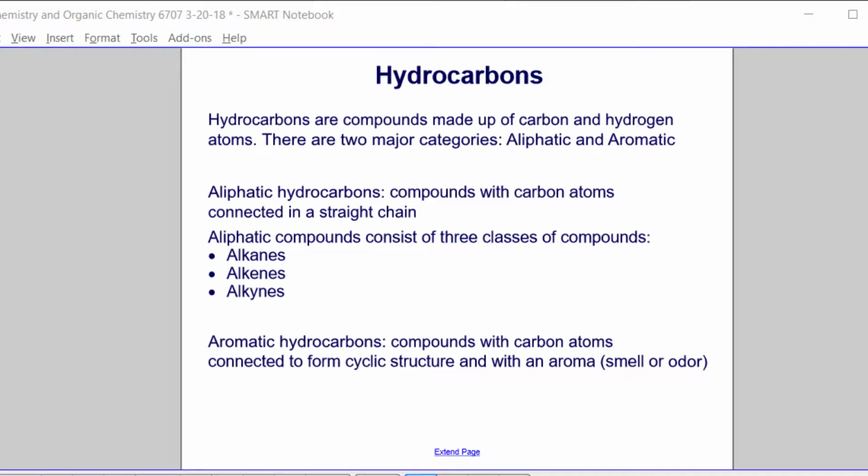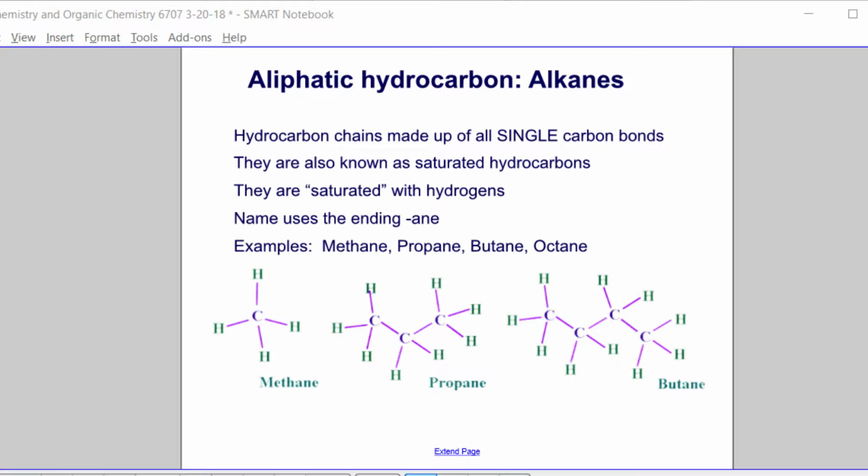Aromatic hydrocarbons are carbon-containing compounds connected to form cyclical or ring-like structures and generally have some sort of smell or odor to them. Let's look more closely at the aliphatic hydrocarbon known as alkanes. These hydrocarbon chains are made up of all single carbon bonds. They're also known, as we saw previously, as saturated hydrocarbons because they are saturated with hydrogens. Alkanes have names that use the ending ane.